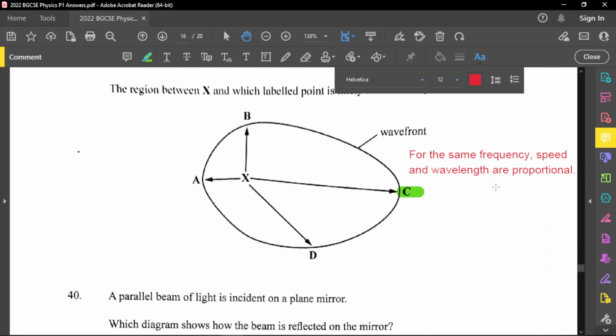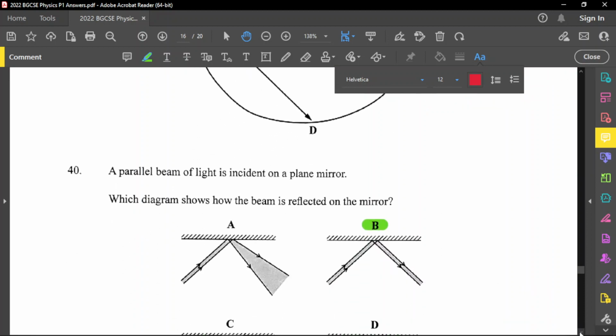It simply means if you maintain the frequency and increase the speed, the wavelength is longer, because remember that speed is equal to frequency times wavelength. And so coming down from X, for the same frequency, the wavelength is going to get longer, so you have a more stretching effect on the wave front itself. And therefore moving from X to C is getting deeper and deeper.